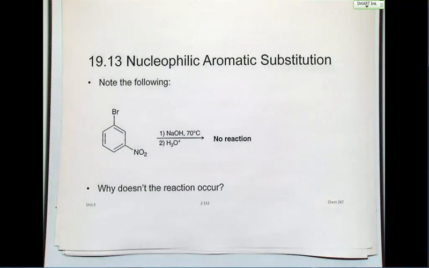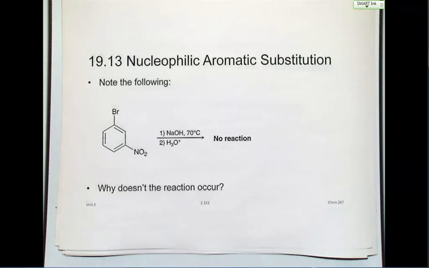Here's a little interesting thing. If you do this, it doesn't work. So if you change it to a meta position, it no longer works. It only works when the nitro is para. This is why it's kind of a strange reaction. It doesn't have that much utility because if you want to get these reactions to work, what we're going to call nucleophilic aromatic substitution, you have to have a really strong electron withdrawing group para to an excellent leaving group. Otherwise, it just doesn't work.